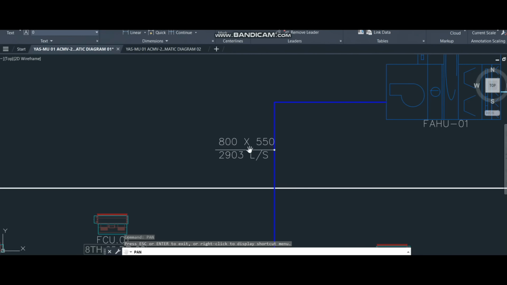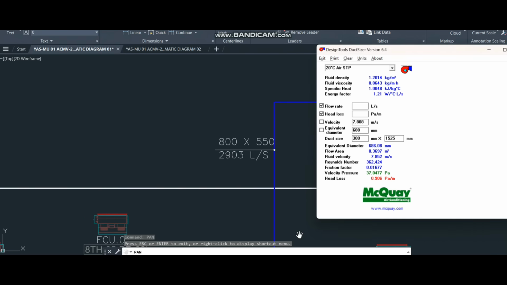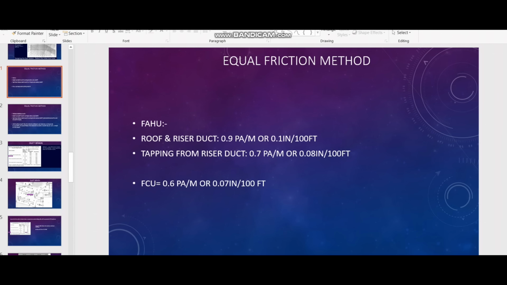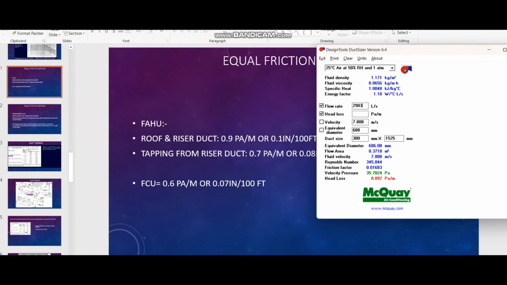So first, for the FAHU it is 2903 liters per second. Let me go to the duct sizer. Before that I will set this one, 25 degrees Celsius. So 2903 liters per second, and the head loss as per my data here, you can see 0.9 Pascal per meter. So I'll follow the same, 0.9 Pascal, and you can see the maximum velocity 7.8.